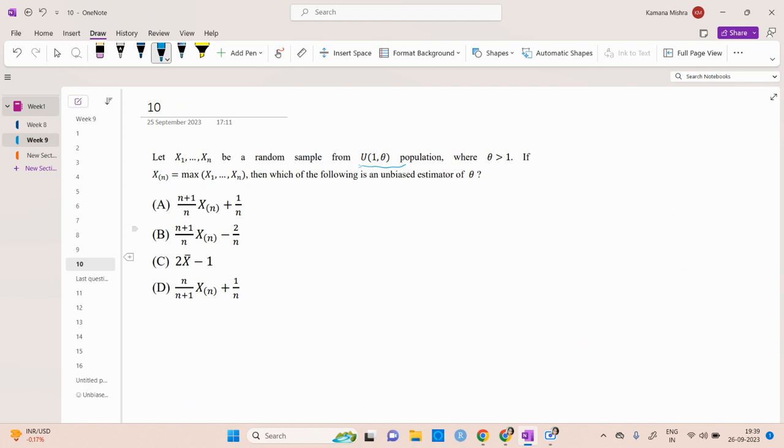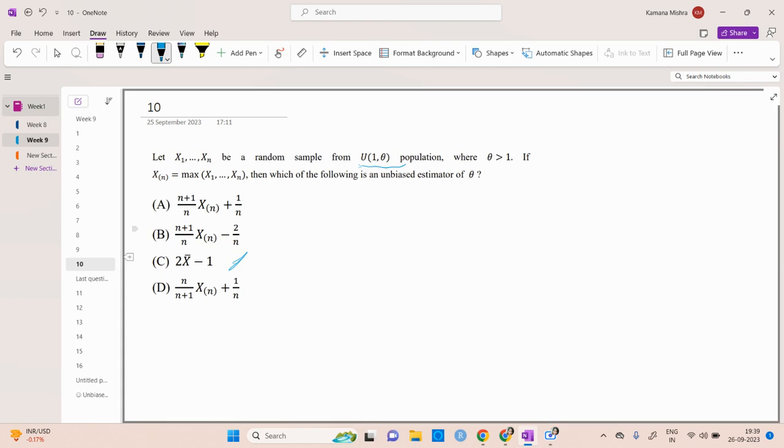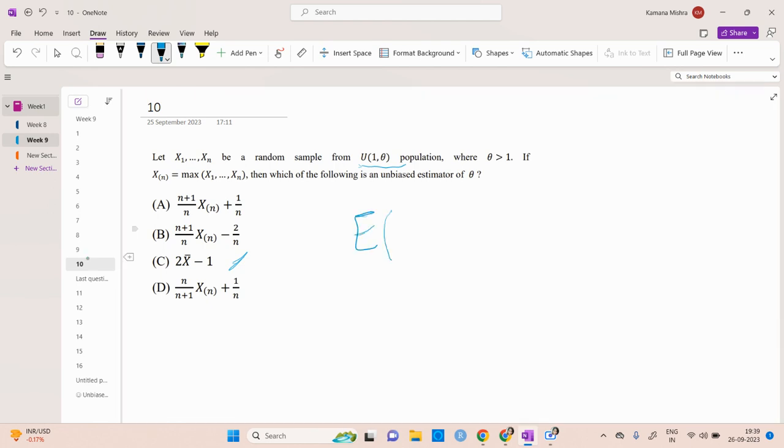Now this one is given in the term of x bar. So this is only in the term of 2x bar, and others are in the term of xn. So expectation of 2x bar minus 1, this is easy to find. X follows U(1, theta), the mean is (a plus b) by 2. So 1 plus theta upon 2 is the mean.